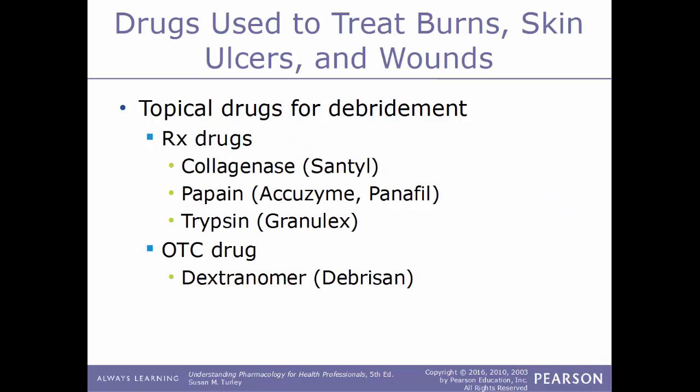Some examples of prescription drugs would include collagenase, also known by its trade name Santyl, papain, also known by its trade names Panafil and Accuzyme, and trypsin, known by its trade name of Granulex. And an over-the-counter drug of this type would include dextranomer, which is sold under the trade name of Debrisan.